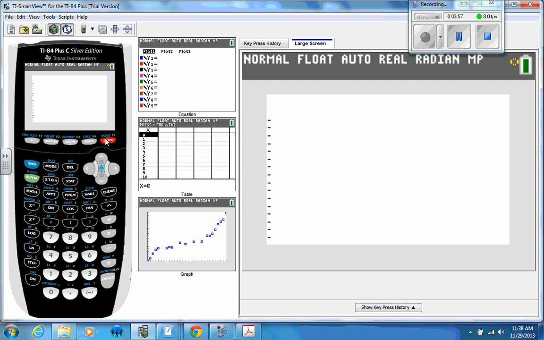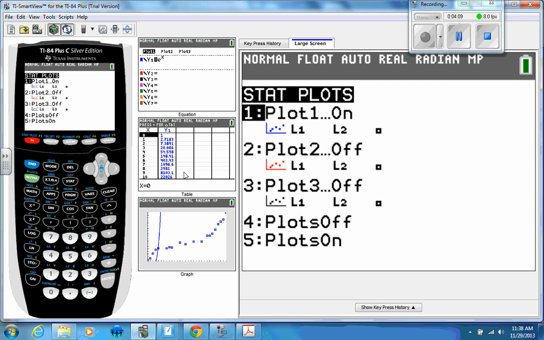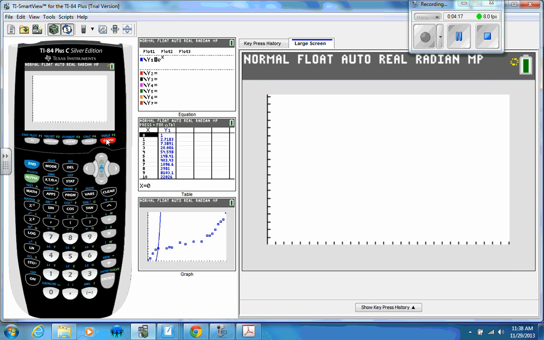Okay, if I go to graph this function, oh, wait. I noticed that I still have some scatter plot data from last section, where we used scatter plot. So I have to go second function y. I kept this on so I could show you how to shut it off. If I hit enter there, I just move over to off to shut the plot off, and then I can go back to my graph.